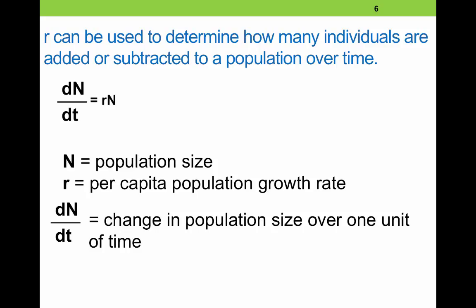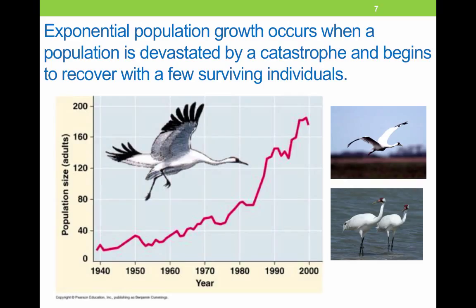But wouldn't it be easier to understand changes in population size if we knew how many individuals were being added or subtracted to the population each year? If R equals 0.5, how many actual individuals are added to the population? Well, that's going to depend on what your population size is. In order to determine how many individuals you add or subtract, you need to multiply R by the population size, represented by N.